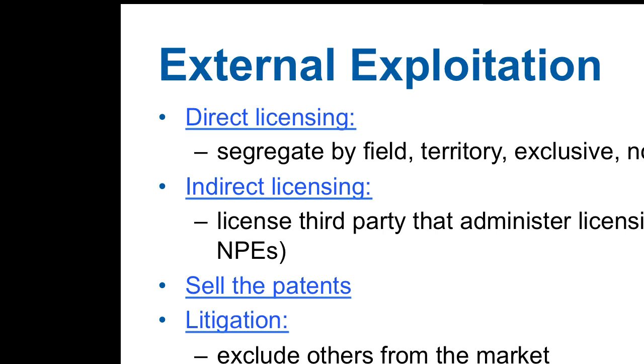Indirect licensing, you've probably all heard about the non-practicing entities. They go out, they bundle up, they buy up patents, or they sell the patent, or you can license it to these types of entities and allow them basically to start their own licensing campaign. You get a piece of the pie, whatever comes in the door.